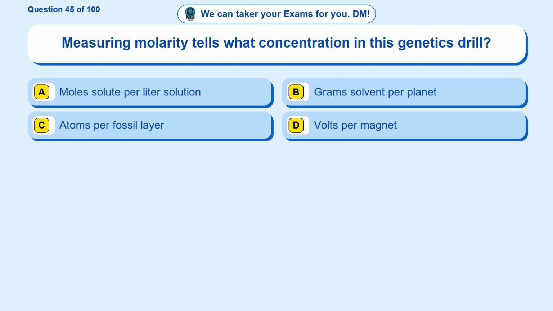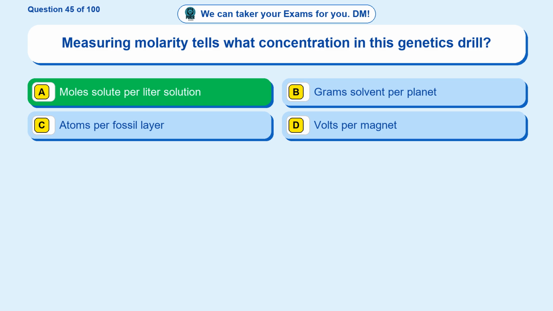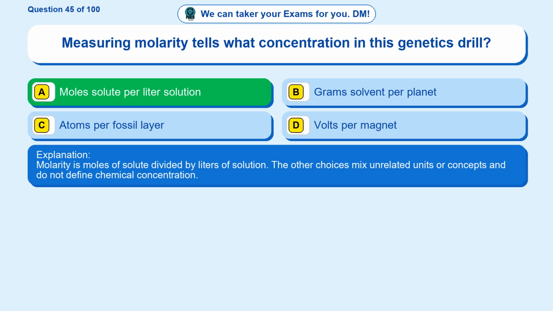Question 45. Measuring molarity tells what concentration in this genetics drill? Option A moles solute per liter solution. Option B grams solvent per planet. Option C atoms per fossil layer. Option D volts per magnet. The correct answer is option A. Moles solute per liter solution. Molarity is moles of solute divided by liters of solution. The other choices mix unrelated units or concepts and do not define chemical concentration.